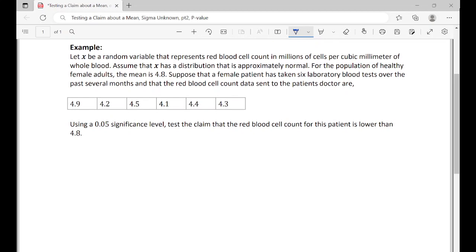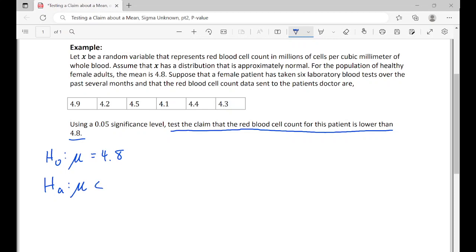So let's go off what we know. We have a list of values right here, which is nice because the calculator is going to do the work for us. And we need to set up our hypothesis test. Well, the claim is that the red blood cell count for this patient is lower than 4.8. So we're going to have our null hypothesis, where the mean is equal to 4.8. And then we're going to have an alternative where the mean is less than 4.8, because it says lower than 4.8. We also have a significance, an alpha value of 0.05, what it says right here at the beginning.